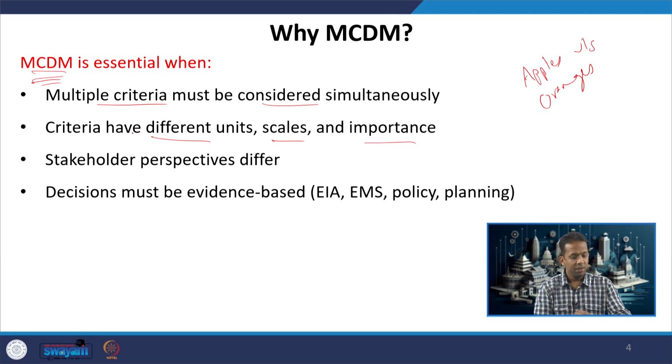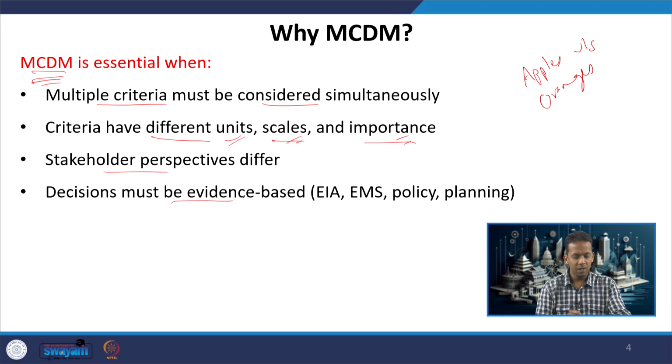So, criteria can have different units, different scales, different importance, and they can all be accounted for. Stakeholder perspectives differ. Like I just gave you the example of ice cream. With respect to the consumer, like the kid, the perspectives are different. With respect to the parent, like the buyer, the perspectives would be different.